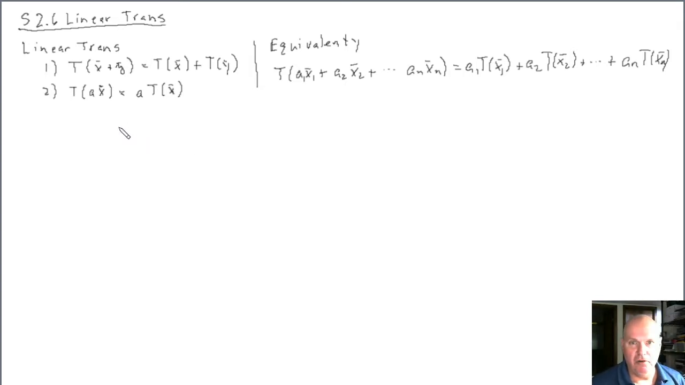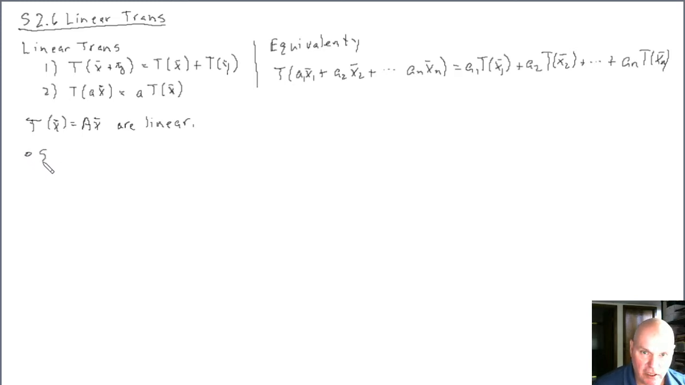So all matrix transformations, a matrix transformation is defined like this, all matrix transformations are linear. And correspondingly, all linear transformations can be represented as a matrix transformation, a matrix multiplication.